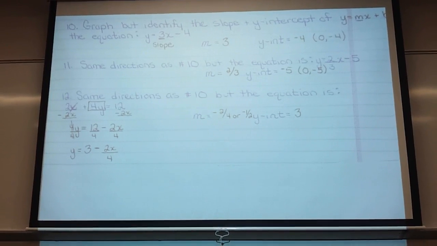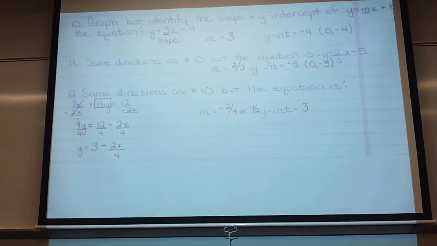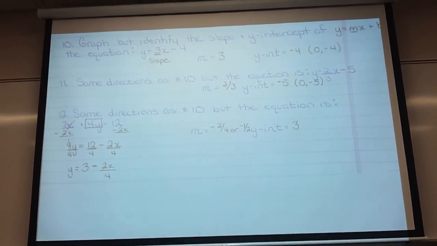I'm going to use the negative 2 over 4 because I've got to act like you don't know how to reduce them. So just keep that in mind, that's what I've got to do.